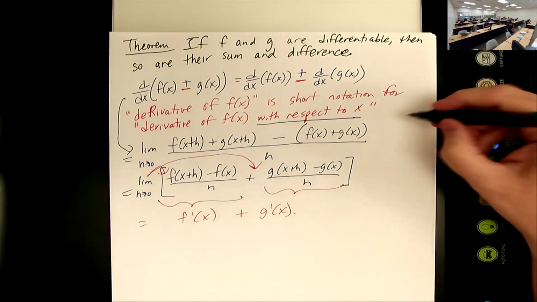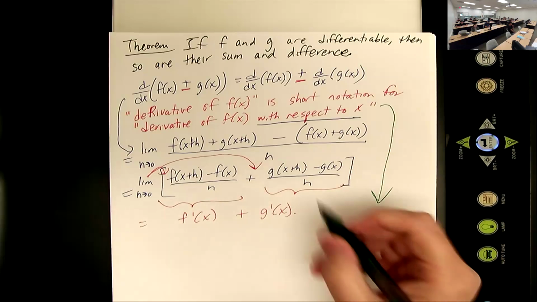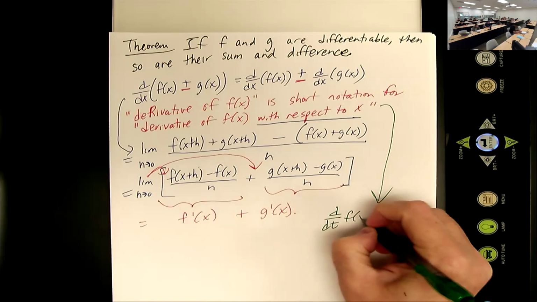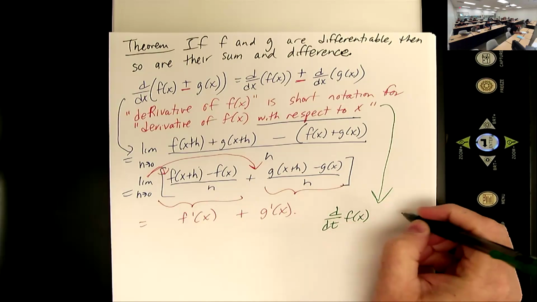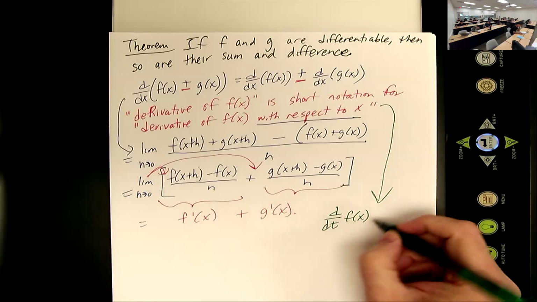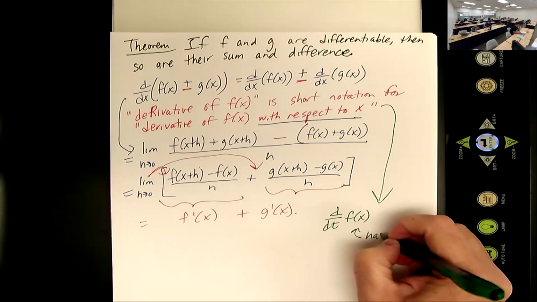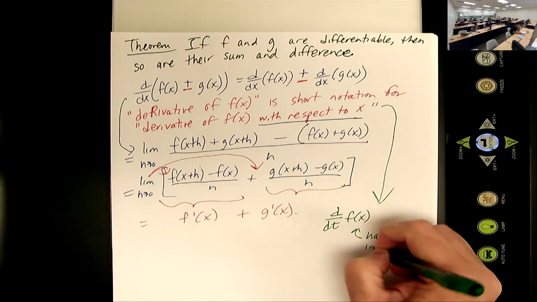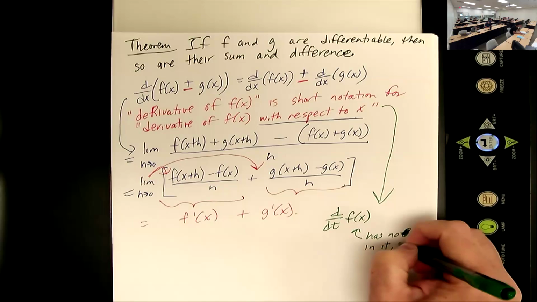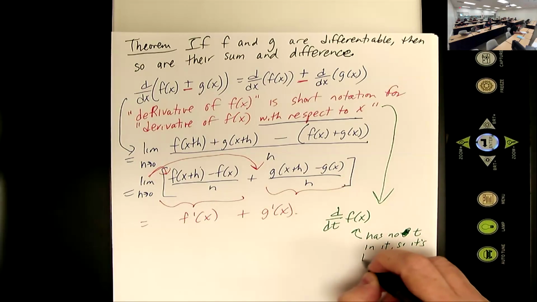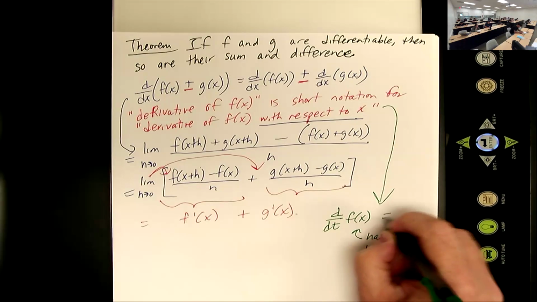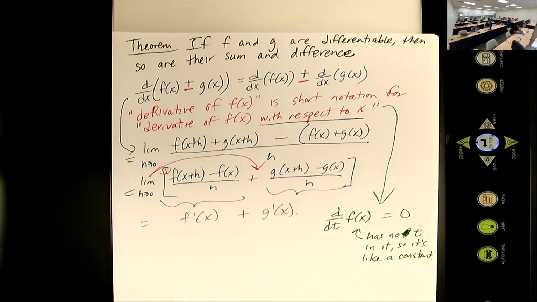So a fun one on this thing. If we did the derivative with respect to t of f of x, this has no t in it. So it's like a constant. That equals 0.